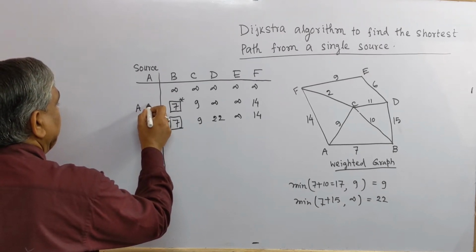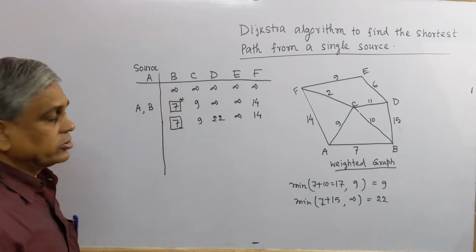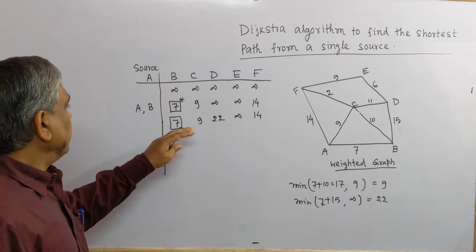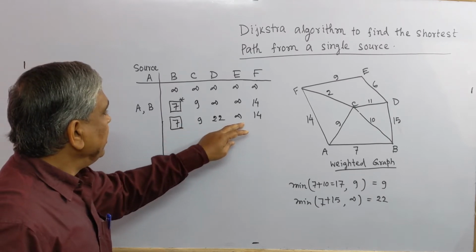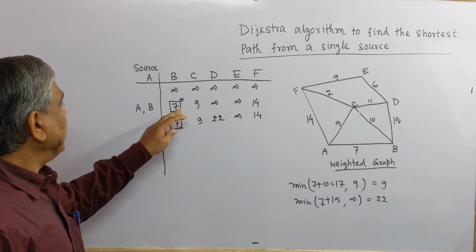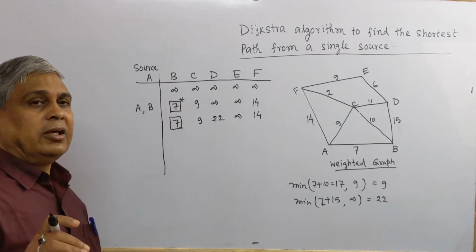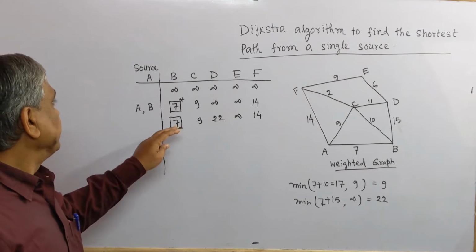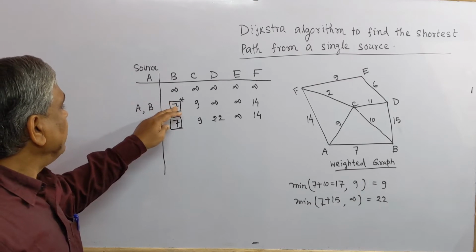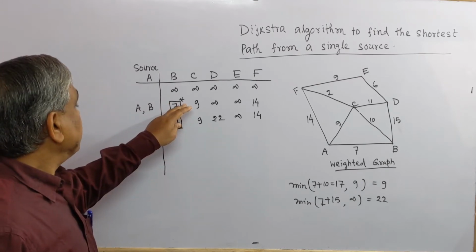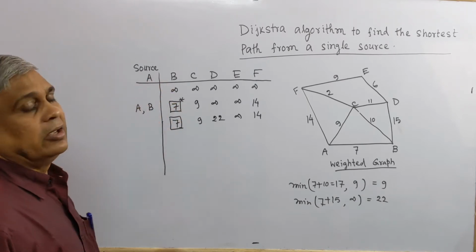Here we write A, comma B, as in this row B is the secondary source. And now we take the minimum of these numbers, as 7 has already been selected. This is called the stable vertex, because the distance from A to B has already been calculated as 7. This asterisk denotes the distance between A and B.